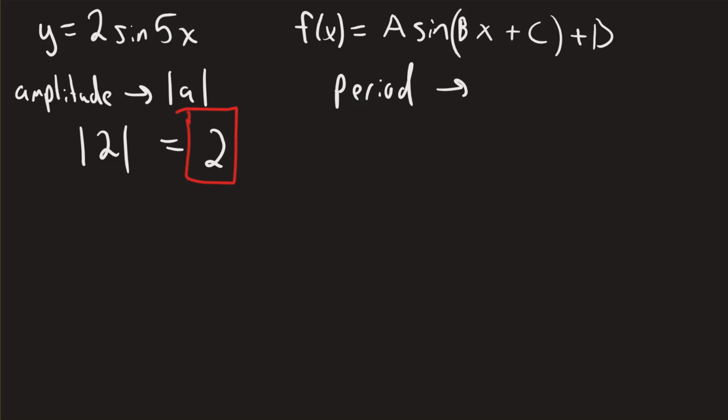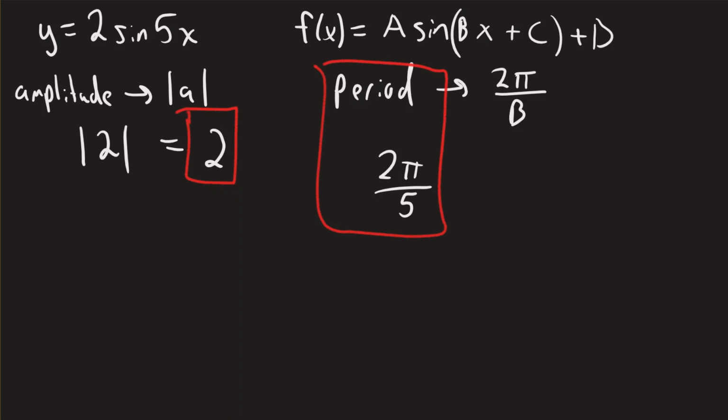Now, sine and cosine graphs by default have a period of 2 pi, but if you change this from something other than a 1, then you have to apply the formula 2 pi over b. So for us, looks like b is 5, and if I could simplify that, I would, but there's its period. So it looks like amplitude was 2 and period was 2 pi over 5.